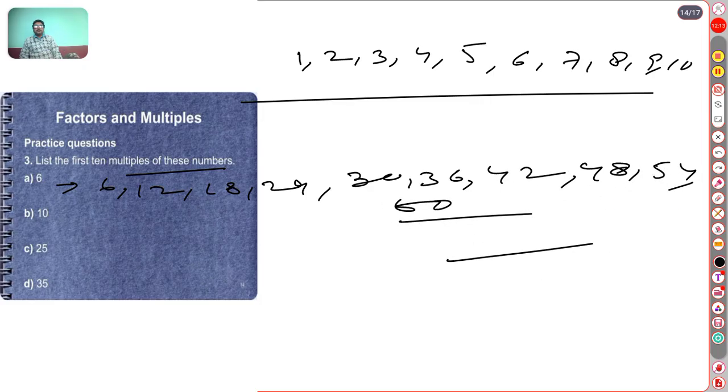In this way, we find the factors, multiples, and also HCF and LCM. This is today's class. We will discuss another topic on other days. Okay, thank you. Goodbye.